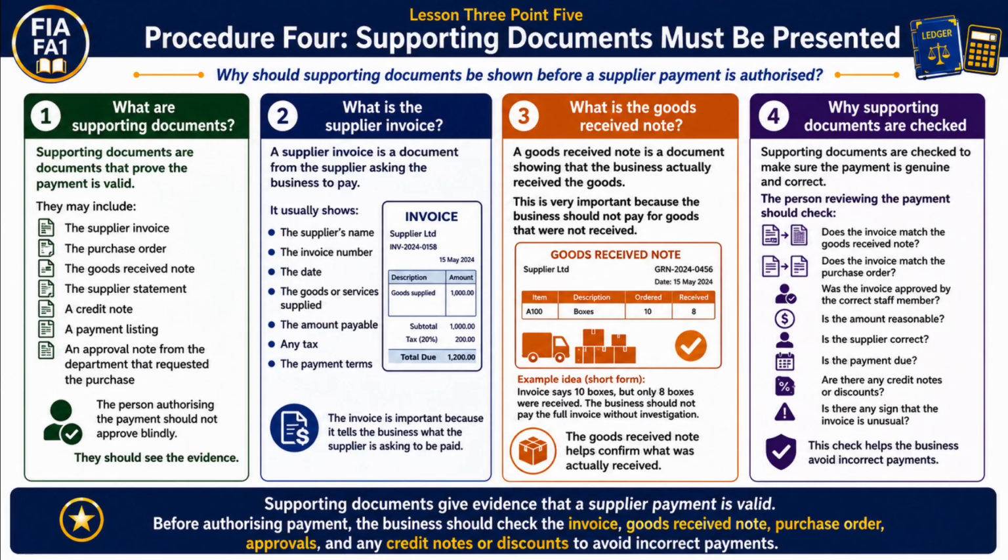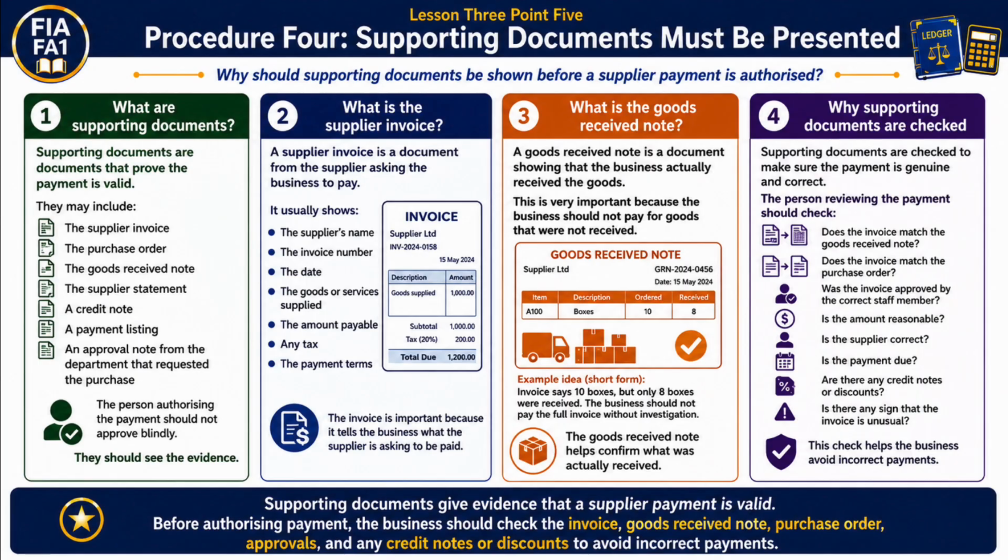What is the supplier invoice? A supplier invoice is a document from the supplier asking the business to pay. It usually shows the supplier's name, the invoice number, the date, the goods or services supplied, the amount payable, any tax, the payment terms. The invoice is important because it tells the business what the supplier is asking to be paid.